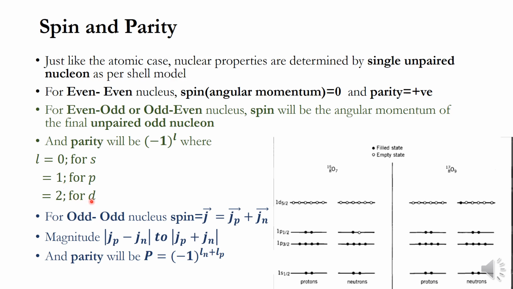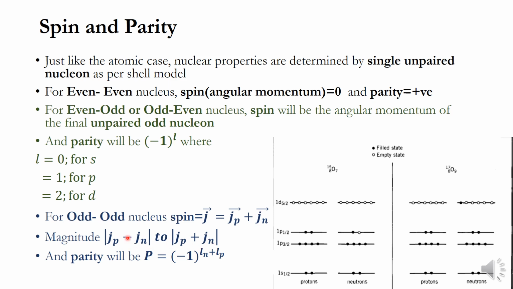For an odd-odd nucleus, meaning when the neutron number and proton number are both odd, the spin will be J = Jp + Jn, the vector sum of the proton angular momentum and the neutron angular momentum, so that its magnitude can lie between |Jp − Jn| and Jp + Jn.